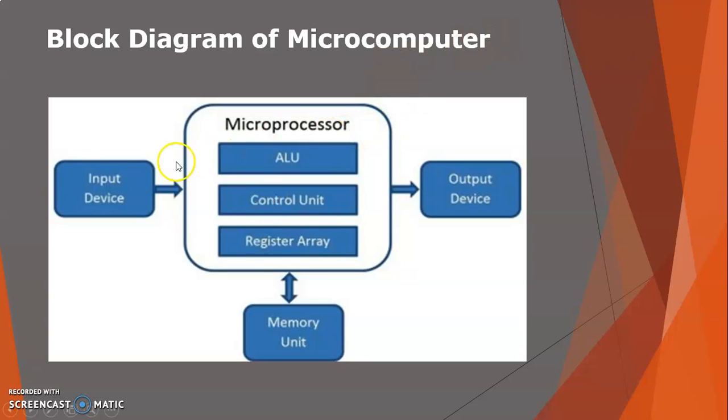You can see here there are input devices and a microprocessor. As I told you, in the microcomputer the microprocessor is involved. In the microprocessor we have the ALU, that is the arithmetic logic unit, next we have a control unit, a register array, a memory unit, and output devices. So what the block diagram shows is, when the user gives some input you will get an output.